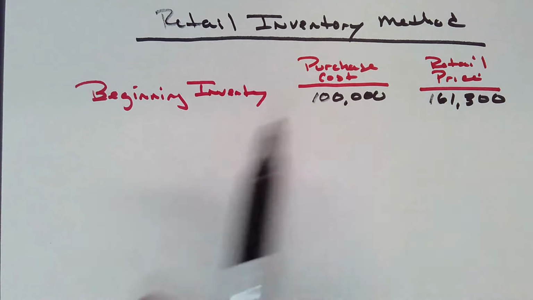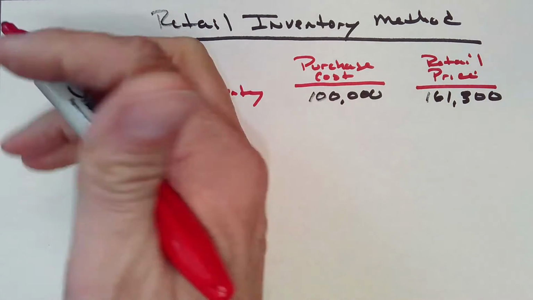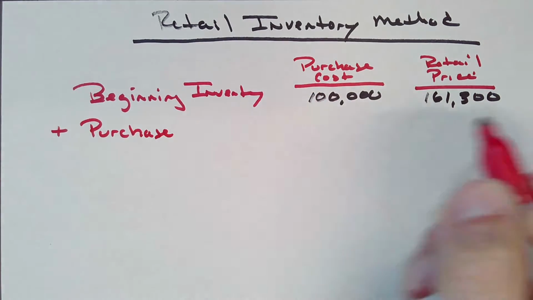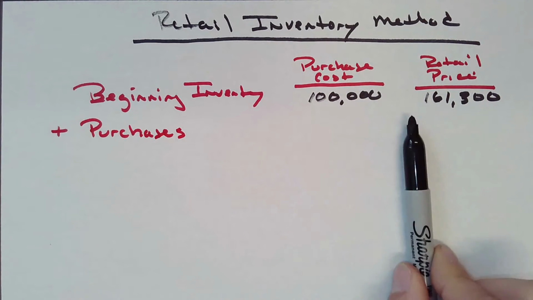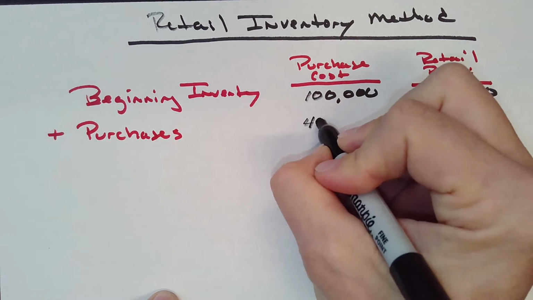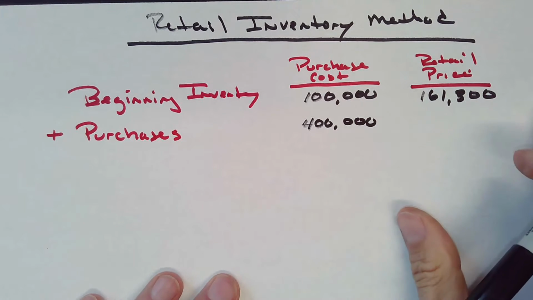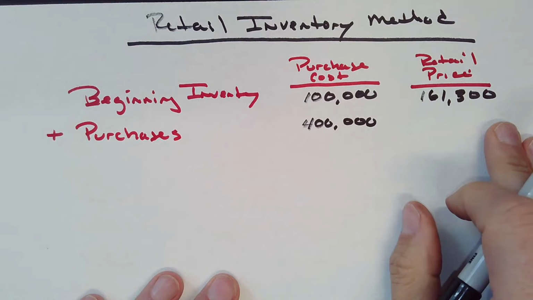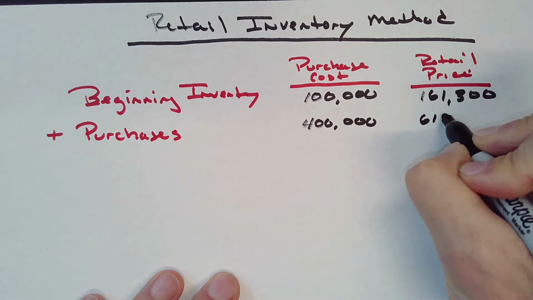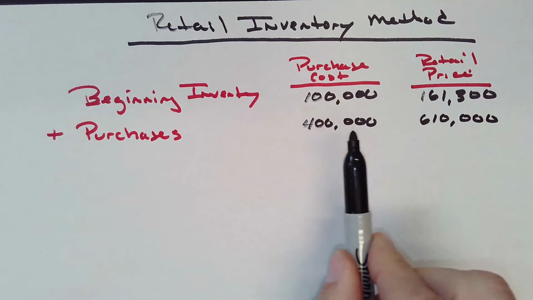During the year, I bought some stuff, right? So we're going to add in the purchases during the year. And I'm going to have my purchase cost here. Let's say it's $400,000. And the retail price of all of that worked out to be $610,000, right? So I know what I'm going to sell it for. I know what I had to buy it for.